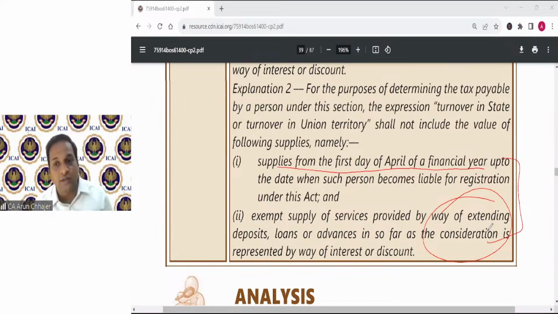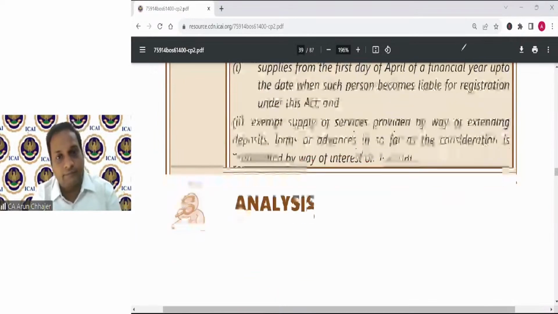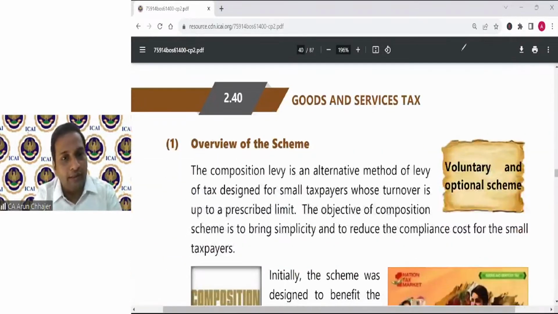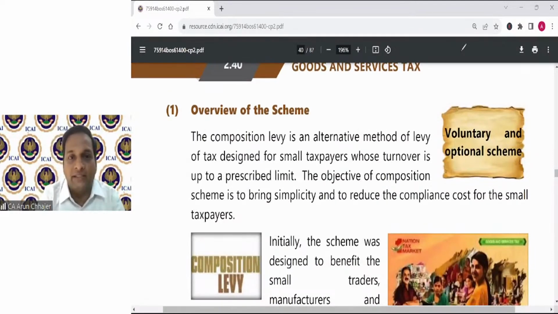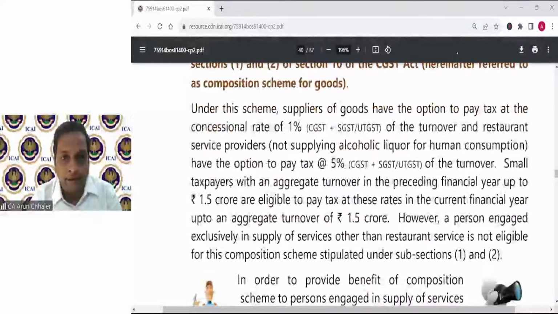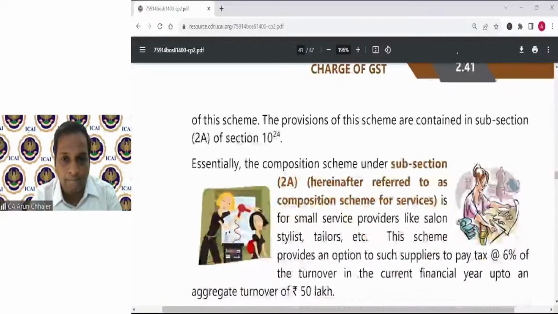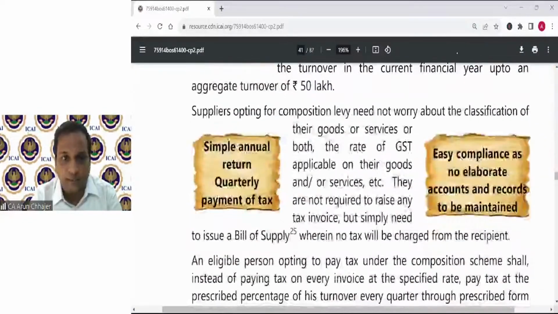Why have they given the exclusion? What is the reason? We will discuss in some time. Now, let me move one by one to the analysis part. We have already discussed that this scheme is voluntary and optional, not mandatory. Why? Because it starts with the words you may opt. I have already explained in detail. Further, this was inserted.